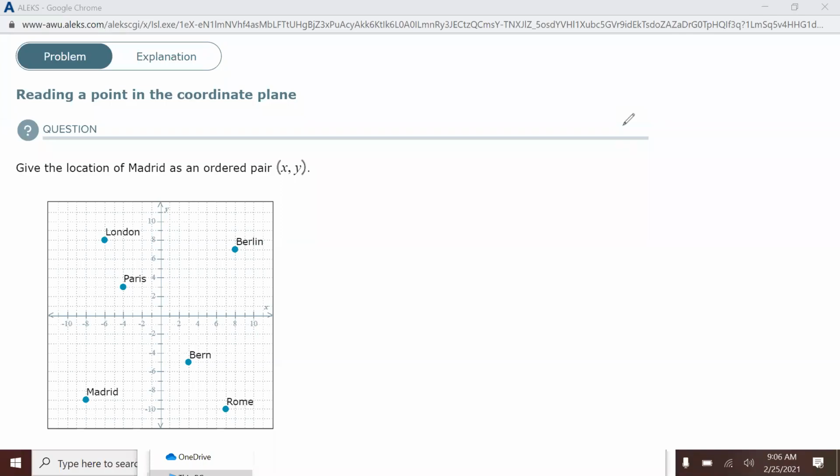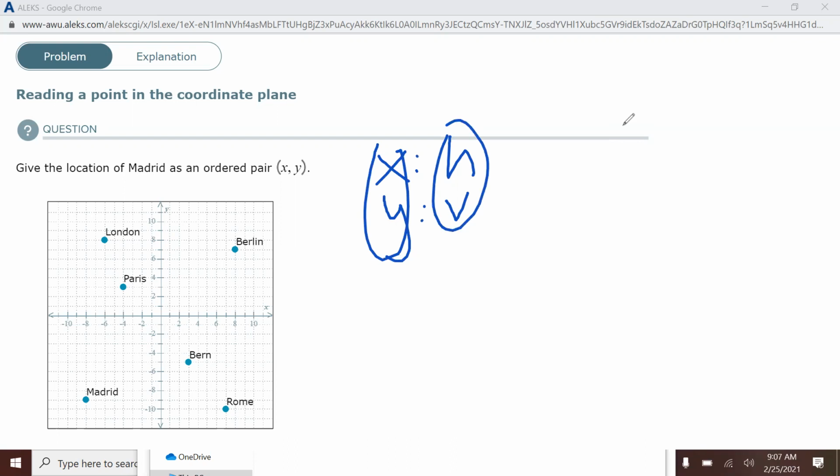Now let's learn how to determine the coordinates of various points. So on the coordinate plane, otherwise known as the big graph here, the horizontal axis is called the x-axis, and the vertical axis is called the y-axis. So x is horizontal, y is vertical. So it kind of goes in alphabetical order. X comes before Y and H comes before V.